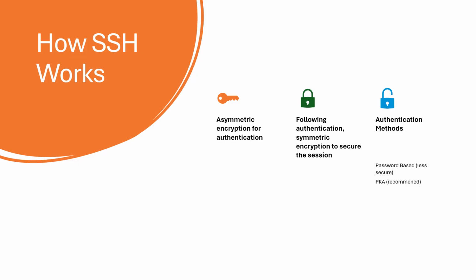SSH operates using both symmetric and asymmetric encryption. Initially, asymmetric encryption is used to establish trust through public-private key exchange. Following the establishment of a connection, it switches to symmetric encryption, such as AES algorithms, to encrypt the communication. SSH supports multiple authentication methods, with PKA being the most secure and password-based being the least.